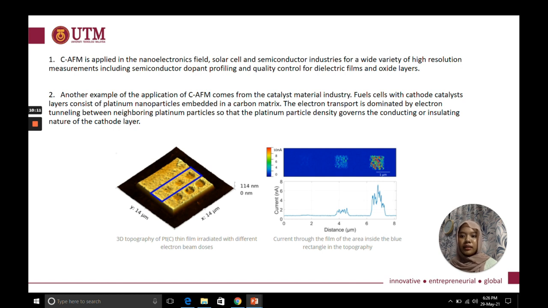So secondly, another example of the application of CAFM comes from the catalyst material industry. Fuel cells with cathode catalyst layers consist of platinum nanoparticles embedded in a carbon matrix. The electron transport is dominated by electron tunneling between neighboring platinum particles so that the platinum particle density governs the conducting or insulating nature of the cathode layer.